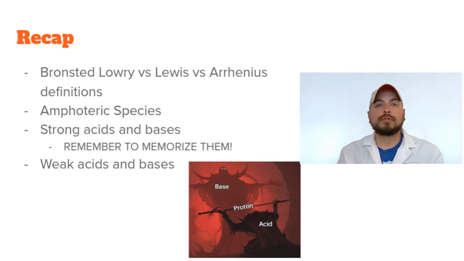We then talked about strong acids versus weak acids and strong bases versus weak bases. Remember, you need to memorize the 7 strong acids and the 8 strong bases, because in the end, you'll know if something is a strong acid or a weak acid depending on whether you know the 7 strong acids. You'll know whether something's a strong base or a weak base depending on whether you know the 8 strong bases.